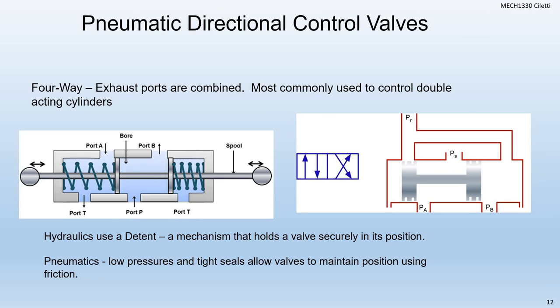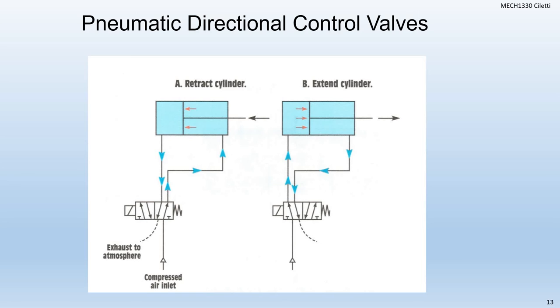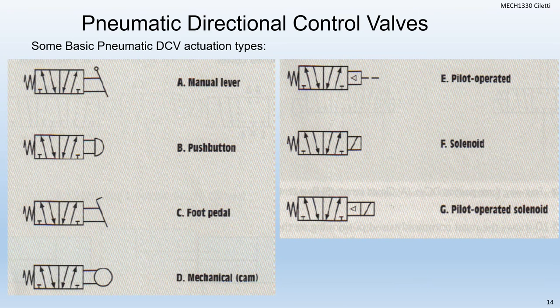And remember, hydraulics used a detent, a mechanism holding it in place for the positions. Pneumatics don't. They use low pressures and tight seals that allow them to maintain position. Same kind of way if we are extending or retracting. For us to retract, we're putting air into the rod end and evacuating it out of the port end, or vice versa. If we are extending it, we're putting air into the blind end and evacuating it out of the rod end. And remember with pneumatics, we can vent to the atmosphere.